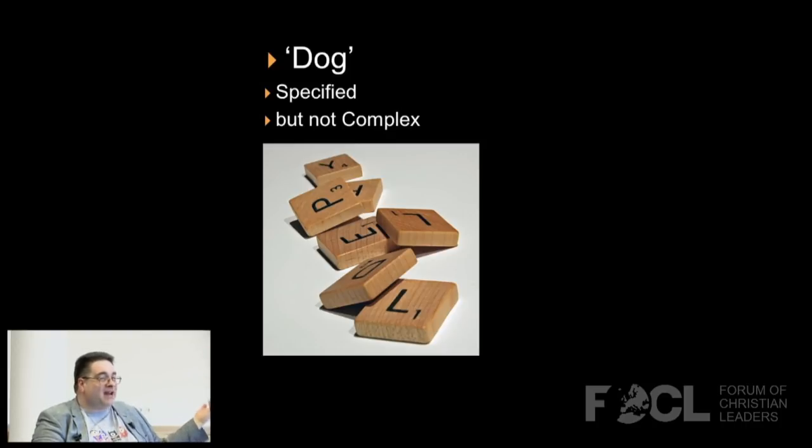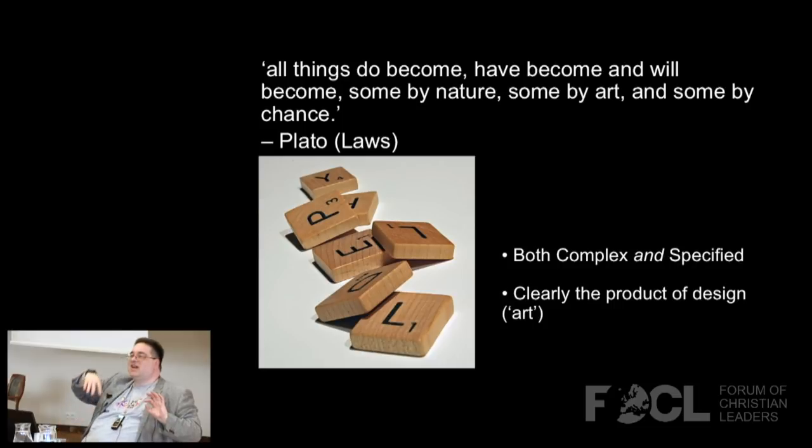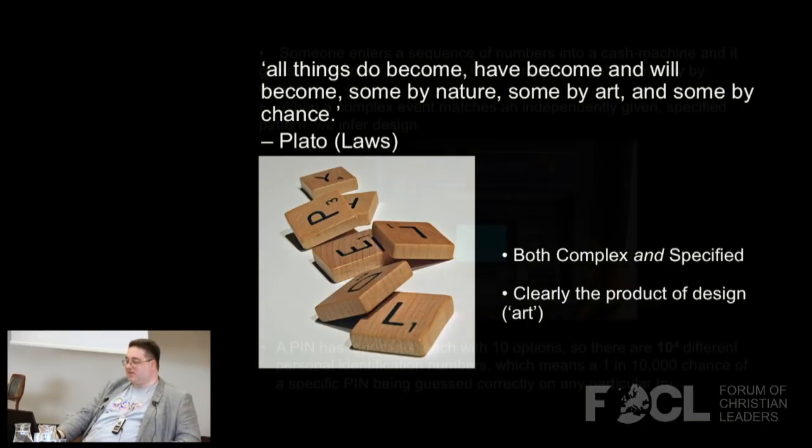It's not complex. But if you're playing Scrabble and you drew out the following sequence of letters, "All things do become, have become, and will become, some by nature, some by art, that is design, and some by chance," Plato, Laws, book 10 actually. Well, that sequence, that event, is both complex and it's independently specified, and it's clearly the product of art, of design.